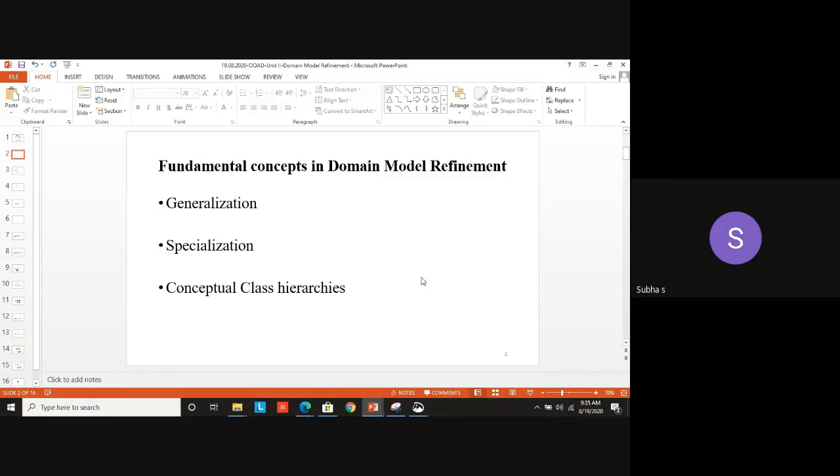Generalization means we can have it as a superclass. Specialization is nothing but the subclass. How we are going to create superclass, subclass, etc., we will see now. And the third one is the conceptual class hierarchy. That is based on the superclass and subclass. You are going to draw the hierarchy for the conceptual class.